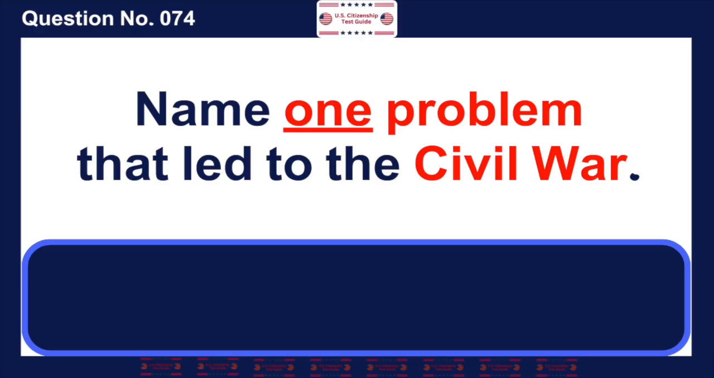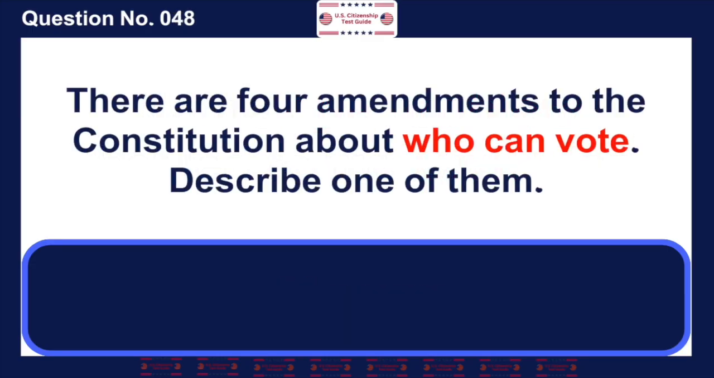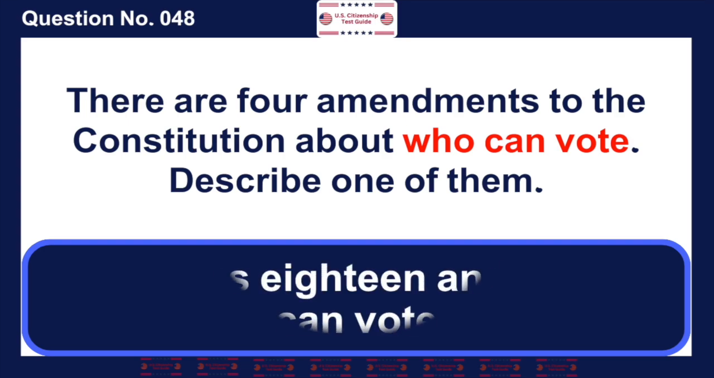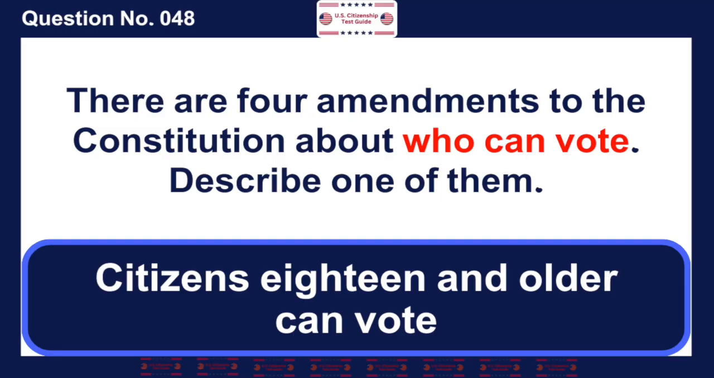Name one problem that led to the Civil War. Slavery. There are 4 amendments to the Constitution about who can vote. Describe one of them. Citizens 18 and older can vote.